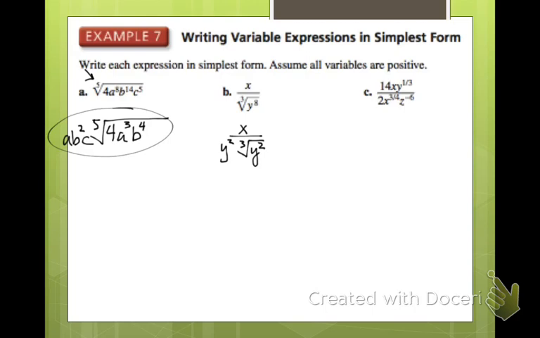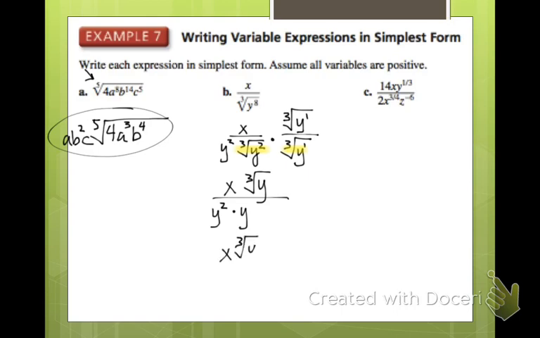Now we need to rationalize, so we're going to multiply top and bottom by the same root, same base, but the power that when we add them up, they will equal 3. So we'll have the 3rd root of x times the 3rd root of y, and then we'll just bring our y squared. And then when we multiply these together, we get the 3rd root of y to the 3rd power, which is simply y. So we'll end up with x times the 3rd root of y all over y cubed.